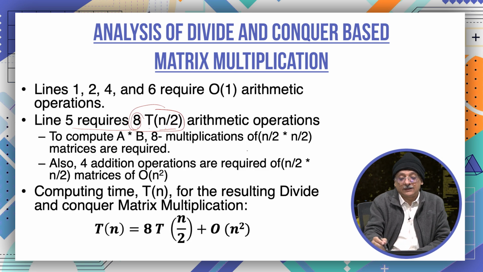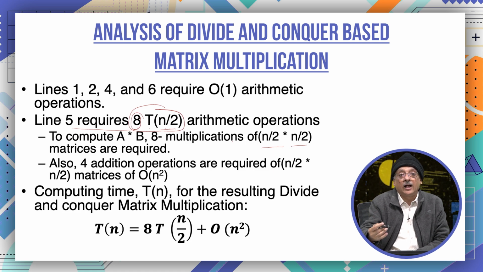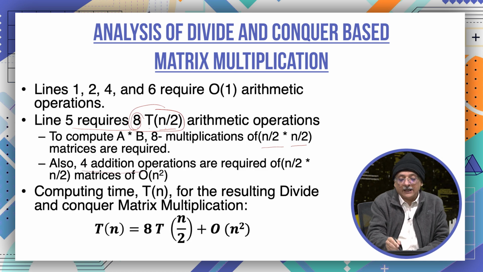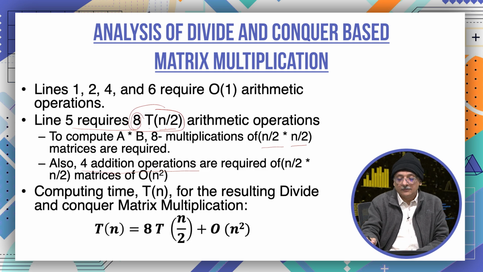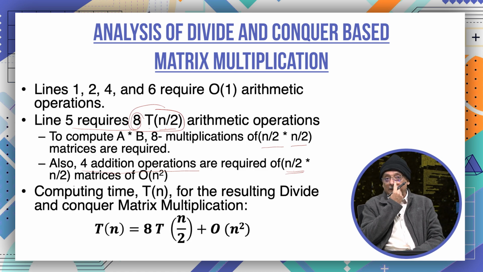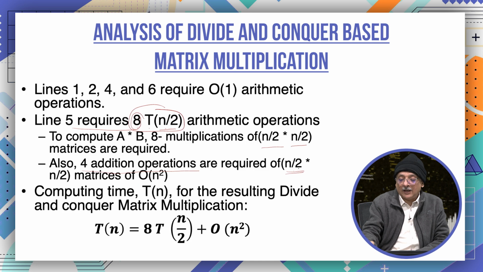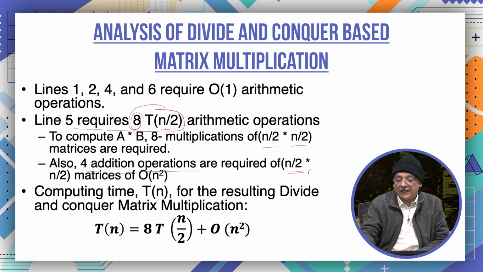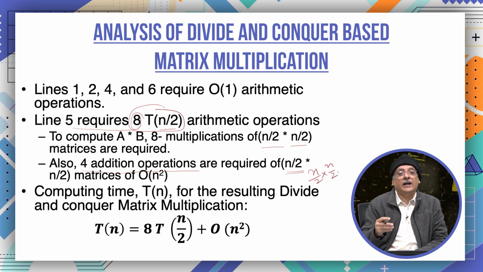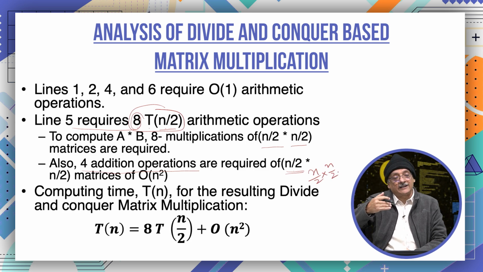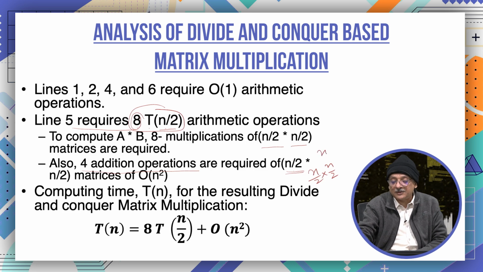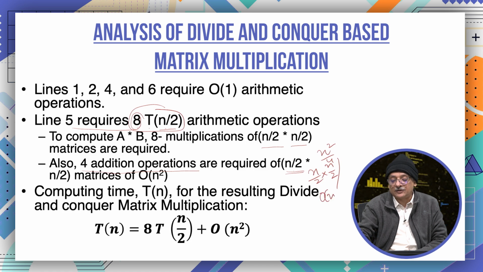That is how we are getting it, because we are multiplying an n by 2 matrix with an n by 2 matrix; however, there are 8 multiplications. In addition, we have 4 addition operations, once again on n by 2 matrices only. When we add two n by 2 matrices, the addition requires n square by 4, and technically the order of this is order n square only.